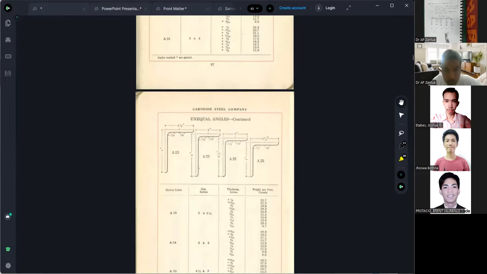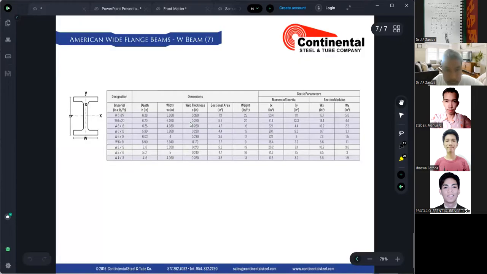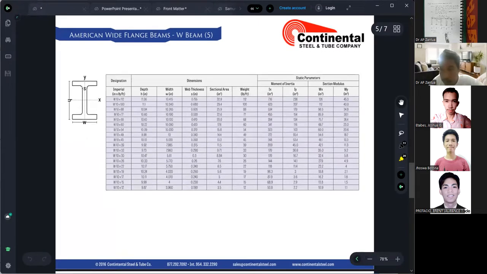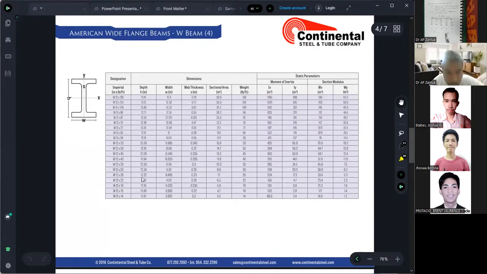Okay, let's open another reference. So W, these are W type. Let us look for the 12. So W12, and 65. We have W12x65 here. So the depth is 12.12.